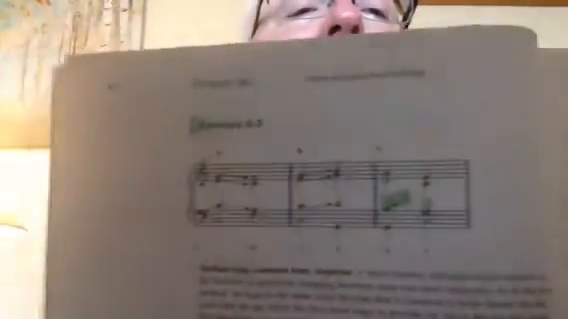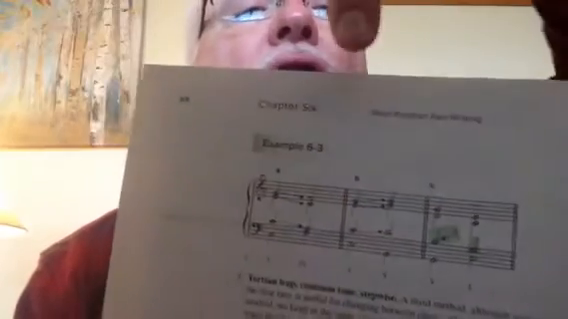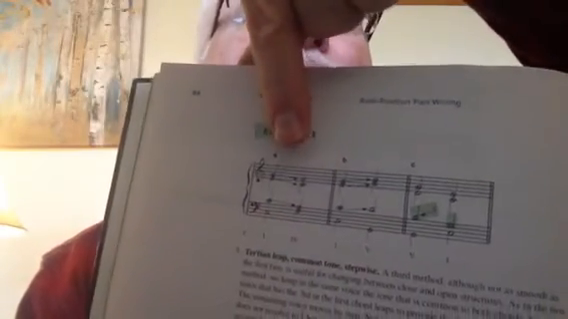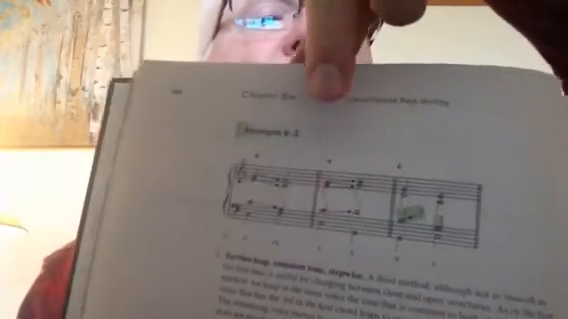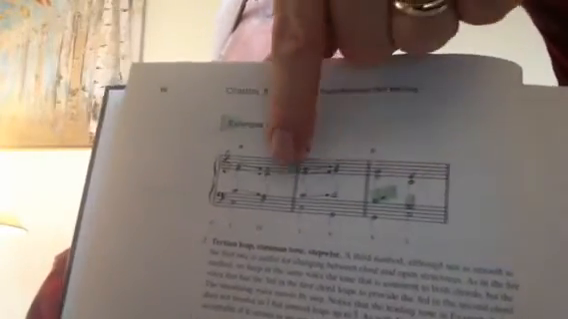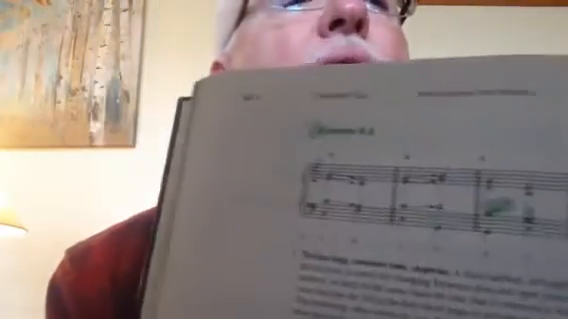In method 2, all 3 upper parts are going to move in similar motion, with no part moving or leaping greater than a third. So here's an example of method 2. You can see the bass coming uphill in letter A over here. In letter A, the bass comes uphill, so the upper 3 parts go downhill with no leap greater than a third. The bass goes down in letter B, so the upper 3 parts in letter B are going up.